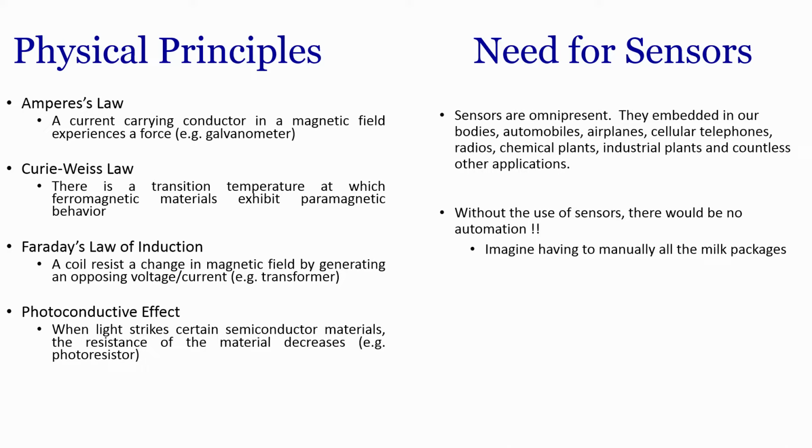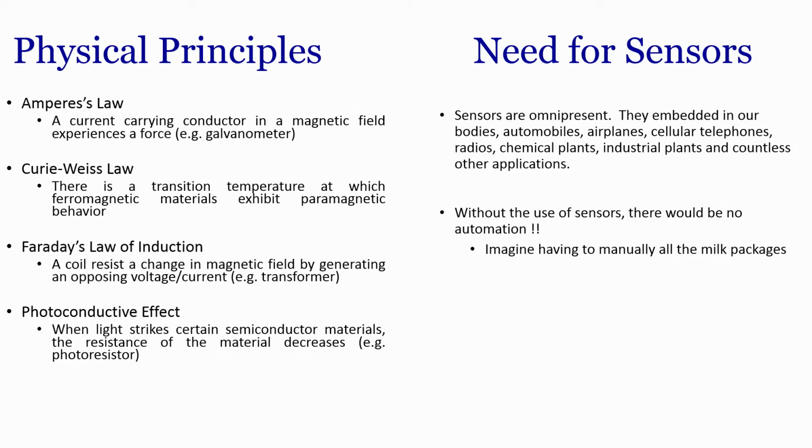When you talk about Faraday's law of induction, most of you should know that a coil resists a change in a magnetic field by generating an opposing voltage or current, right. For example, a transformer. There are several types, we know there is a step up transformer and a step down transformer, and each of them has its own core. That comes in the transformer section, we are not focusing on that, but I am just giving an example that Faraday's law of induction works for a transformer.